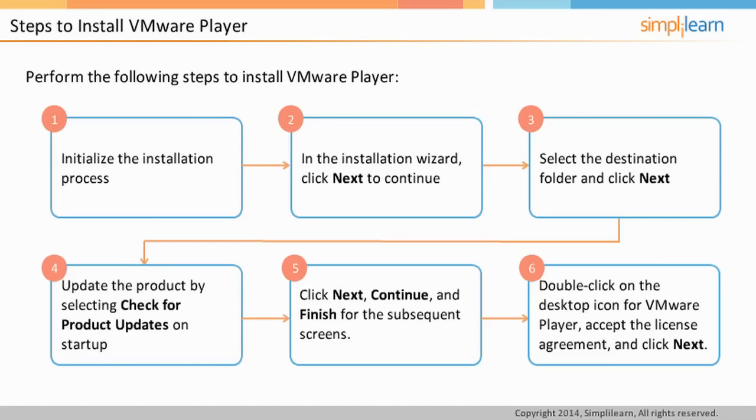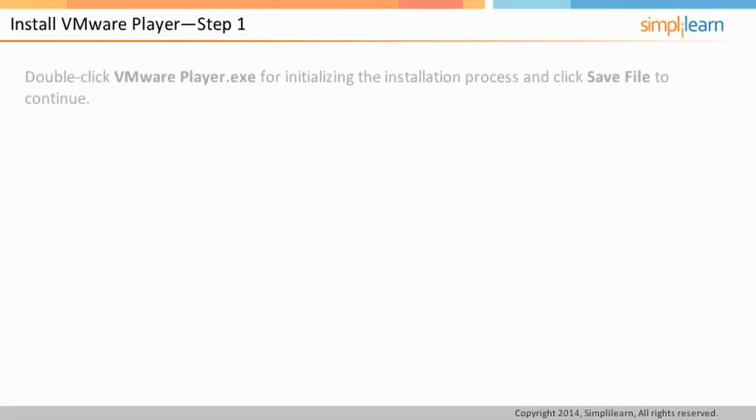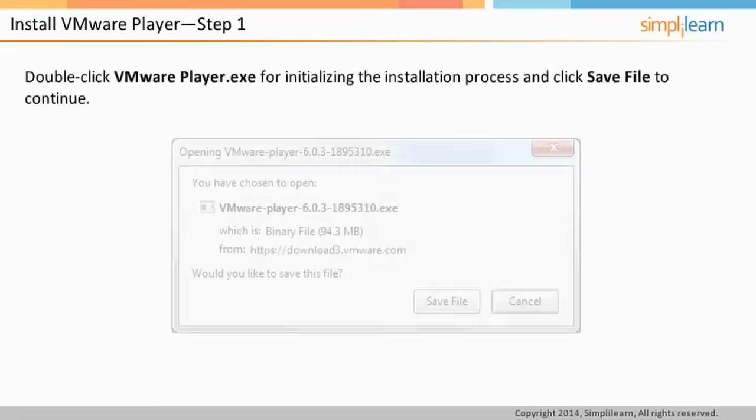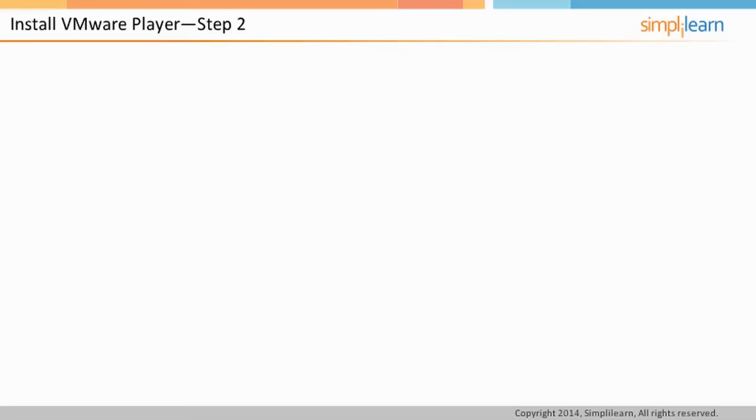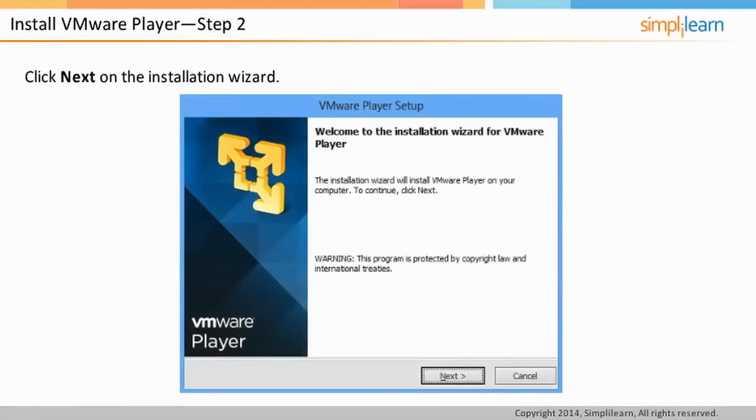In the next screen, we will initialize the installation process. Double-click the VMware Player executable file for initializing the installation process. The window shown on screen will be displayed. Click Save File to continue. In the next screen, we will continue to discuss the steps for installing VMware Player. The installation wizard gets activated and displays the welcome screen for installation of VMware Player. Click Next to continue the installation process.